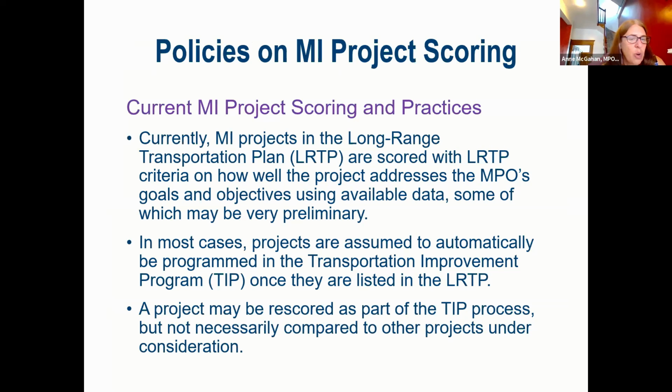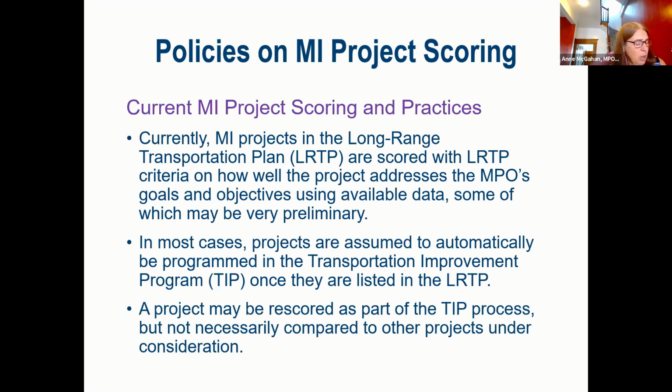So I'll get into the staff's scoring and programming recommendations for the major infrastructure program. And as I said, these are still under discussion by the MPO, and this was part of the second part of the memo that we have this information. So staff felt that since the MPO is revising the TIP scoring criteria based on the revised goals and objectives adopted as part of Destination 2040, it may be a good time to revisit the LRTP scoring process for major infrastructure projects.